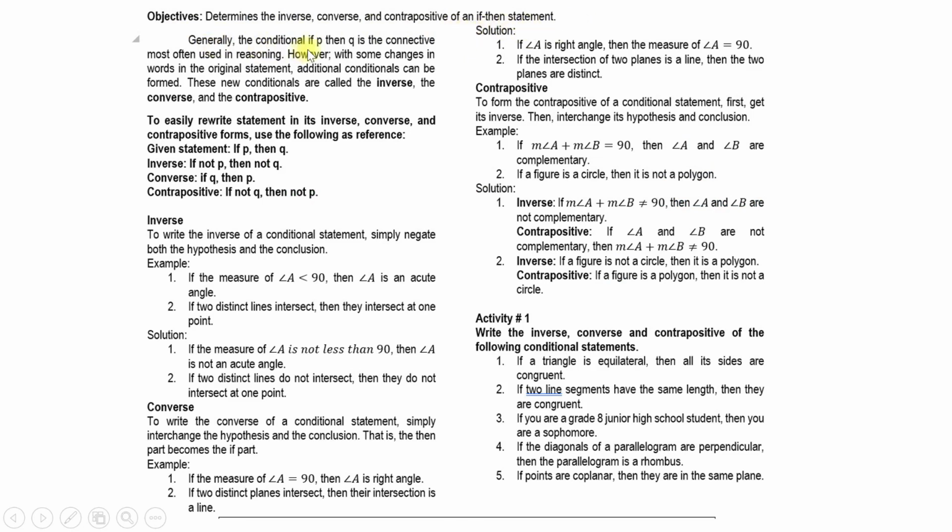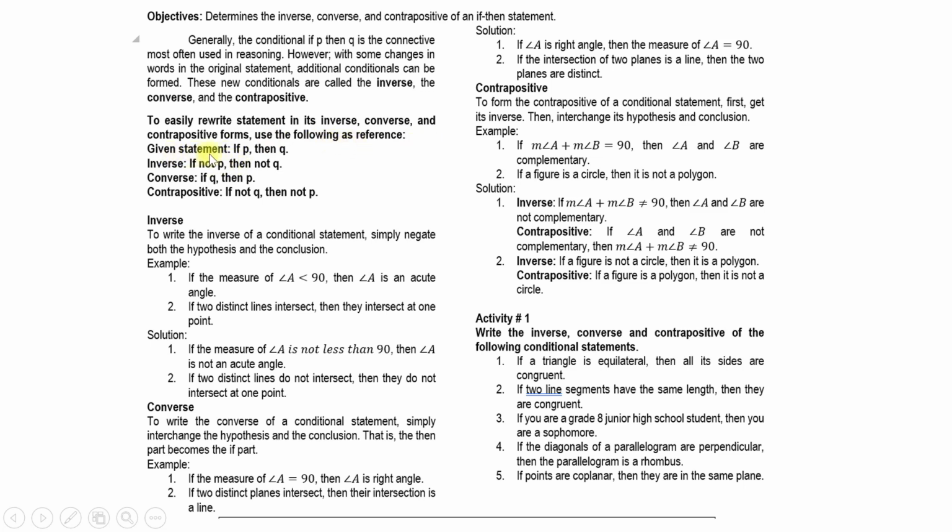Generally class, the conditional if P then Q is the connective most often used in reasoning. However, with some changes in words in the original statement, additional conditionals can be formed. These new conditionals are called the inverse, the converse, and the contrapositive. To easily rewrite a statement in its inverse, converse, and contrapositive forms, let us use the following as reference.